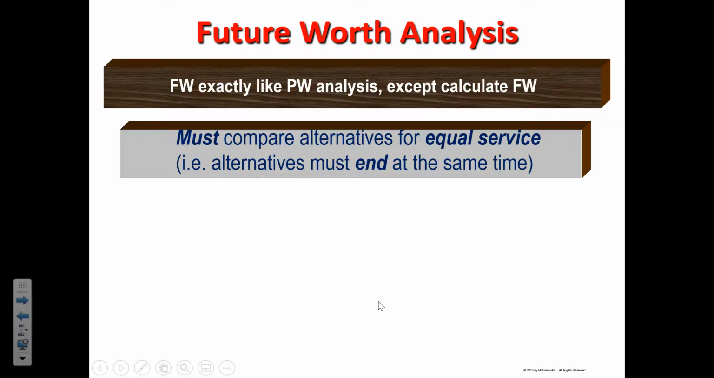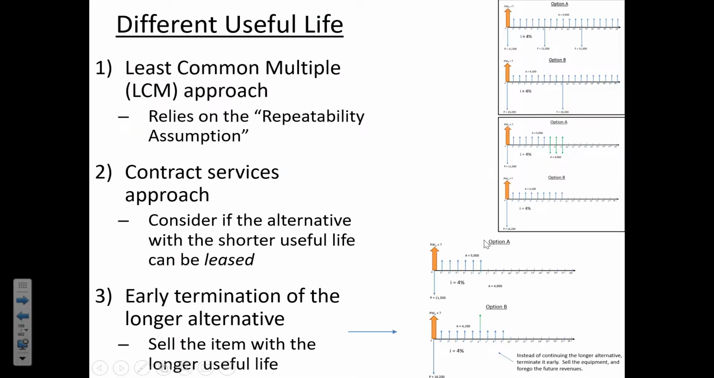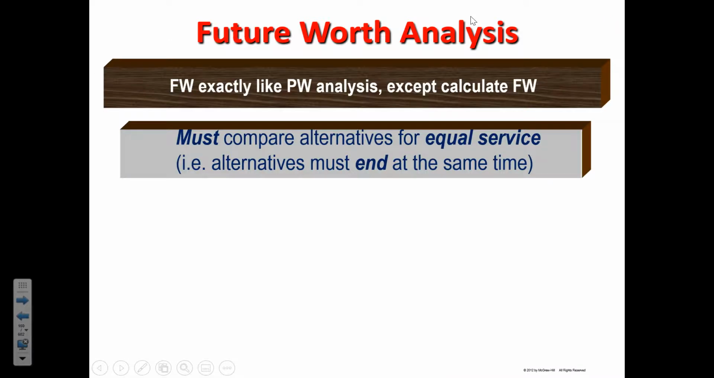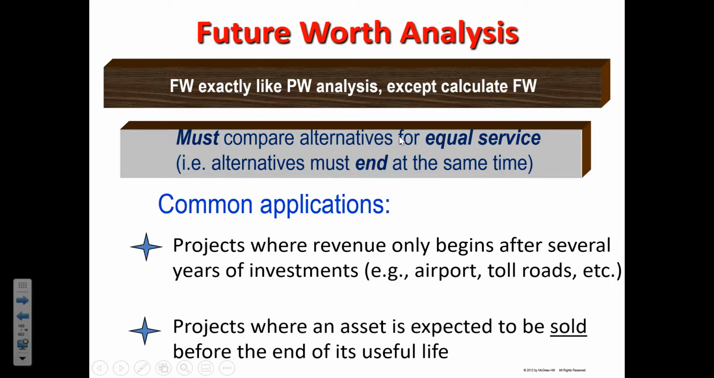In future worth analysis, we can use those same techniques, but in each of these, what we were trying to do was find the equivalent present value of all of these future amounts. There are some cases where instead of knowing a lump sum present value, we would prefer to know the future value as a lump sum. We still have a lot of the same rules when we do future worth analysis. You have to have equal service periods, meaning the same number of years between option A and option B.